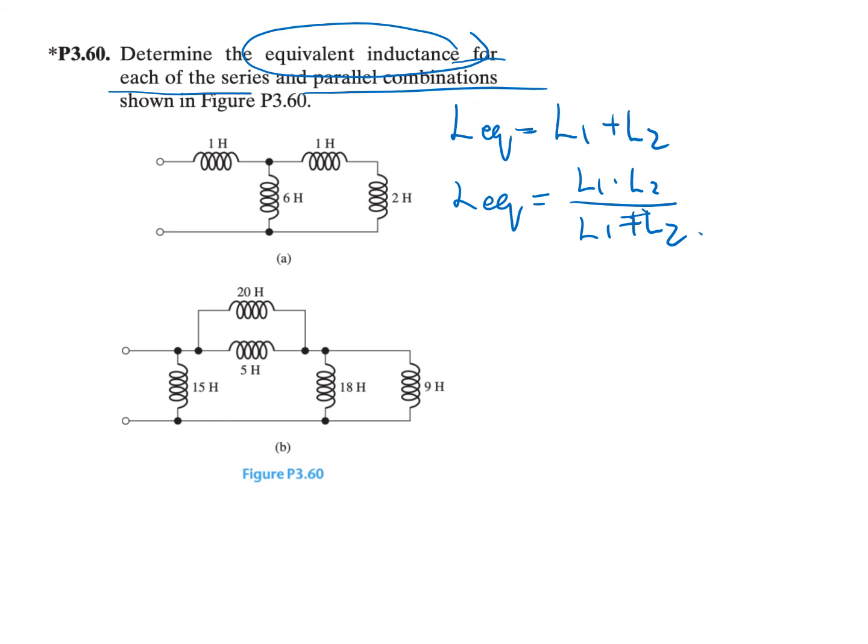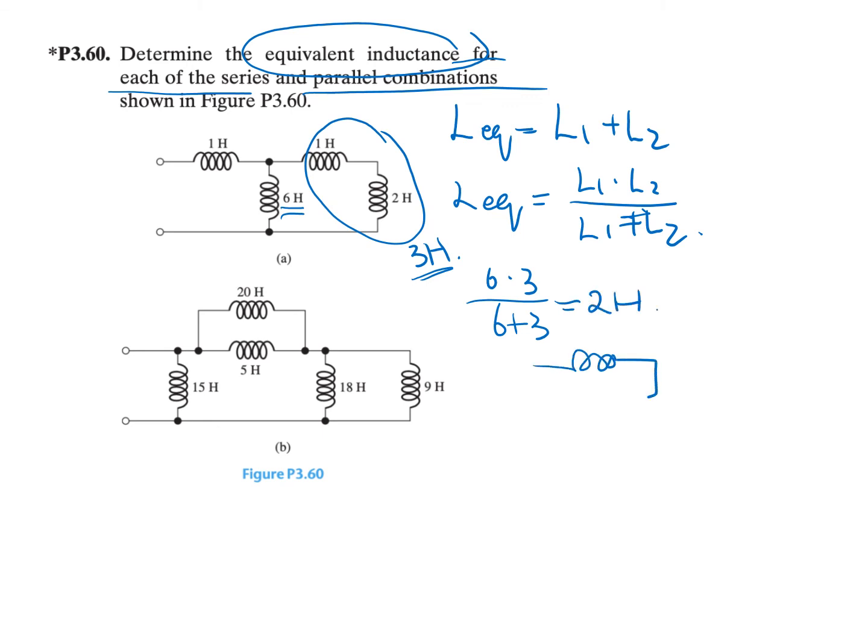Okay, so let's combine and simplify the circuit. For the first circuit, we combine these two as 3 Henry. And then the 6 Henry and 3 Henry inductors are connected in parallel. So we have 6 times 3 over 6 plus 3, that's 2 Henry.